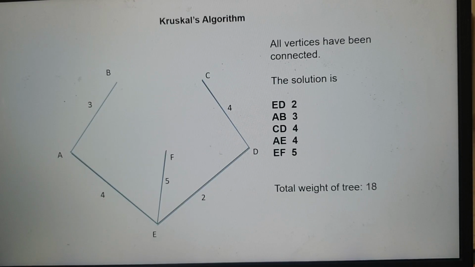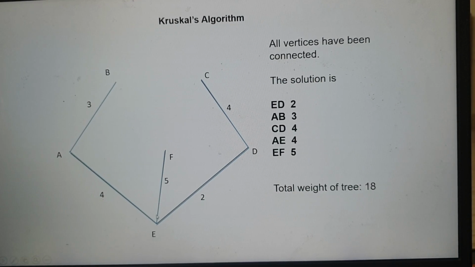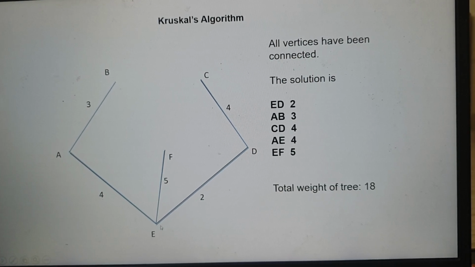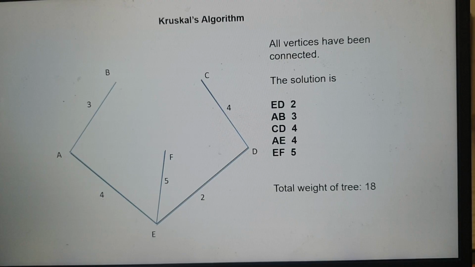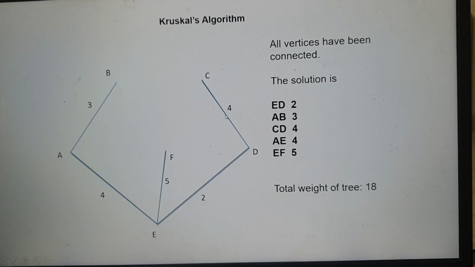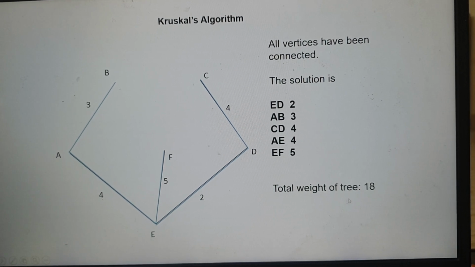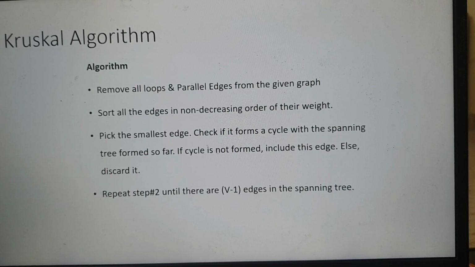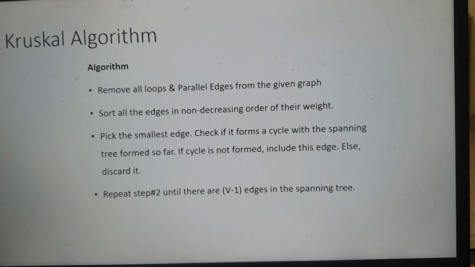Now in our previous problem, how many vertices do we have in total? A, B, C, D, E, F. So totally 6 vertices are there, so you need to find 5 edges: 1, 2, 3, 4, 5. So we have determined the 5 edges, that is V minus 1 edges, and the total weight is 18. So this is the Kruskal algorithm, and this is the problem for solving with the Kruskal algorithm. Thank you.